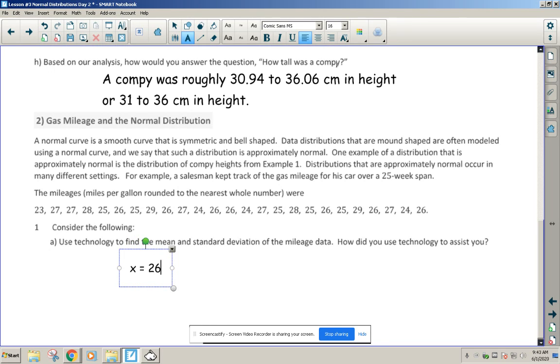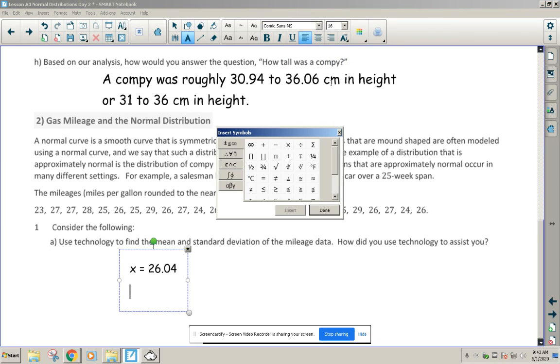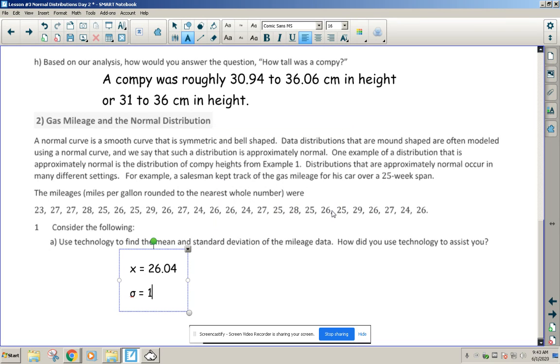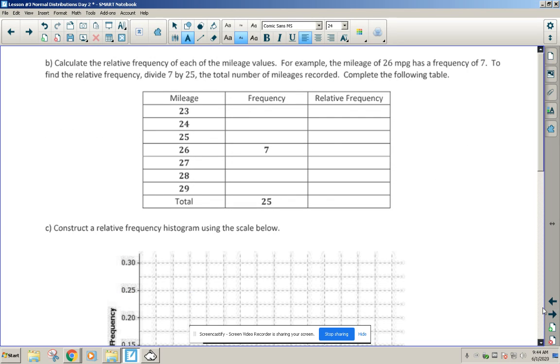So you should have gotten the average is 26.04, and you should have gotten the standard deviation is 1.51. Okay, so our average is 26.04 and our standard deviation is 1.51. Now, the next thing they want you to do is take this data list and organize it. So basically, you have to find the frequency and the percent. So again, pause the video and do that, and I will do it as well.